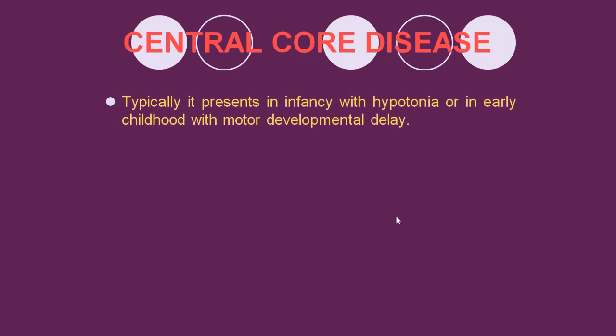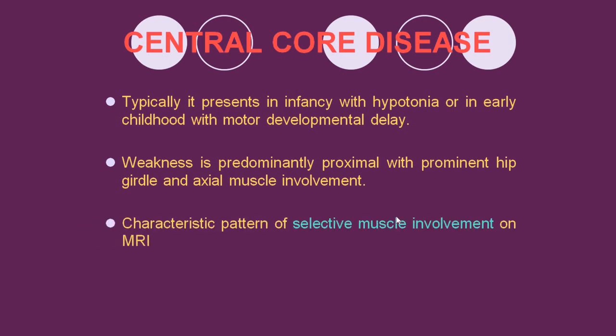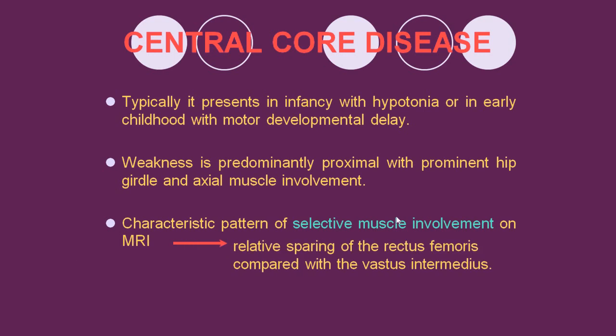Clinically, typically it presents in infancy with hypotonia or in early childhood with motor developmental delay. Weakness is predominantly proximal with prominent hip girdle and axial muscle involvement. There is a characteristic pattern of selective muscle involvement on MRI. It means relative sparing of the rectus femoris compared with the vastus intermedius.